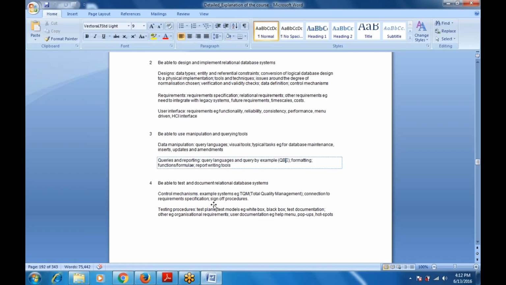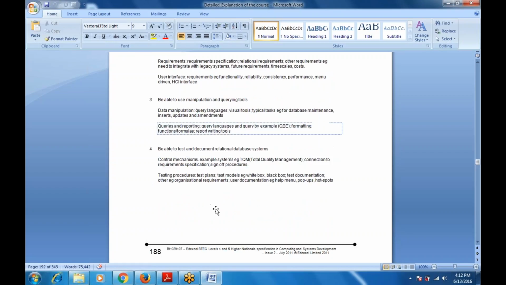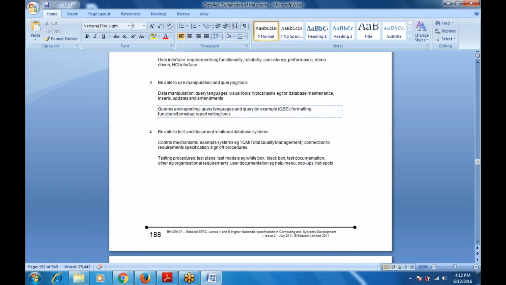Then LO4, the last one, is being able to test and document relational database systems. That also includes 3 parts. One is the control mechanisms, one is the testing procedures, one is the control procedures or control mechanisms. So the first includes TQM, that is total quality management. Then testing procedures: how to build test plans, or what are the various testing procedures that will be used. That may be white box testing, that may be black box. Then test documentation, organization requirements, user documentation, for example, how to create pop-ups, help menus, and hotspots.